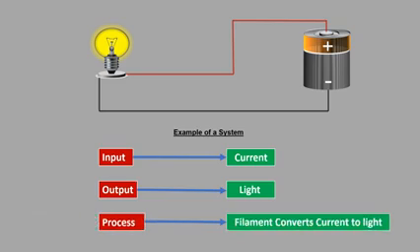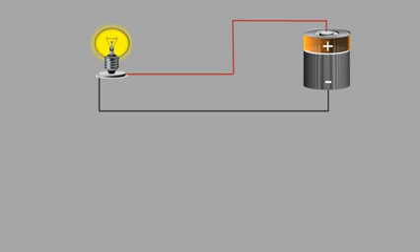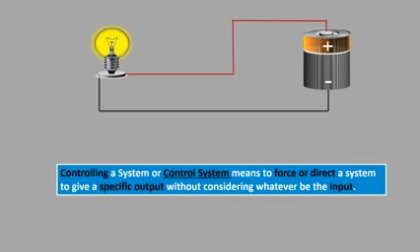Now consider that we need to control the bulb. That is, it should be on when we require light, which means we need to control the output of the system according to our wish. Controlling the system, or control system, means to force or direct a system to give a specific output without considering whatever be the input.